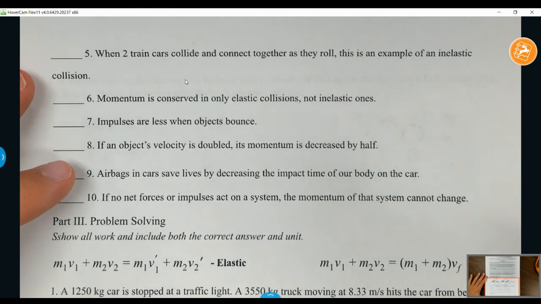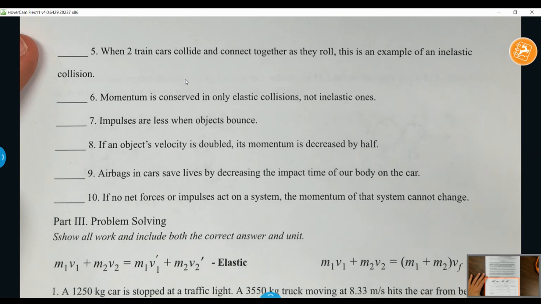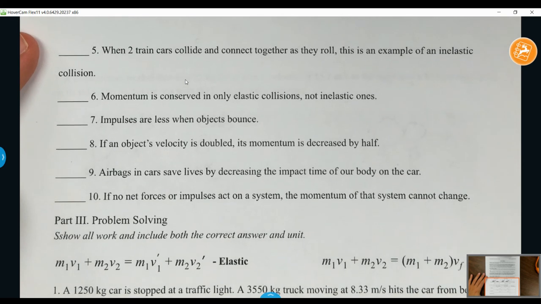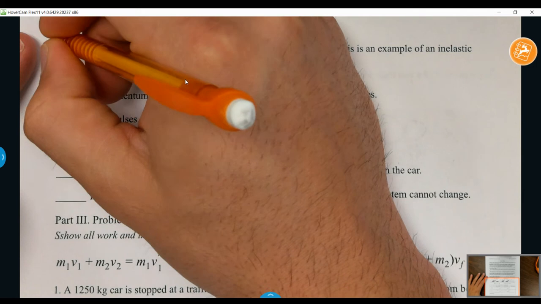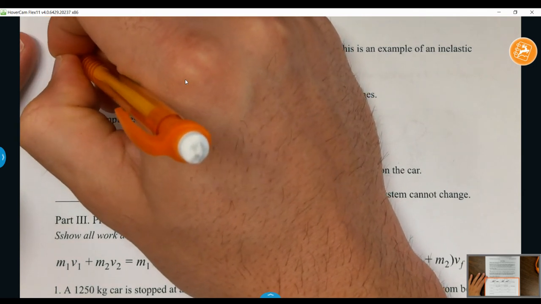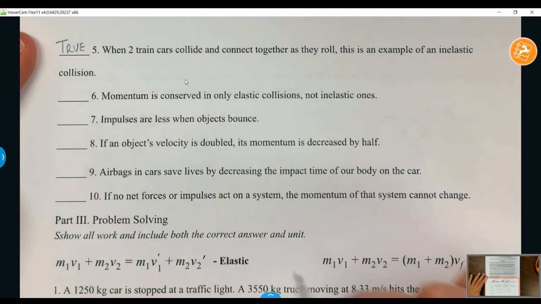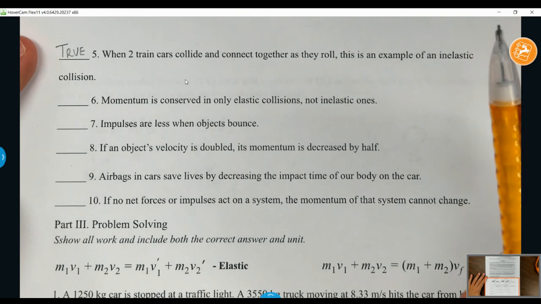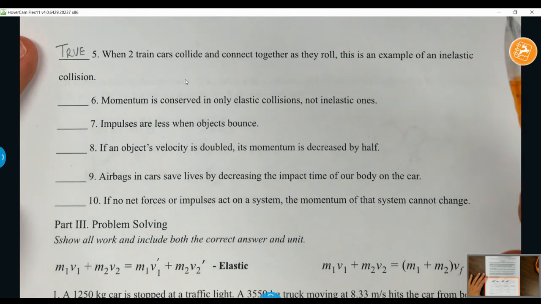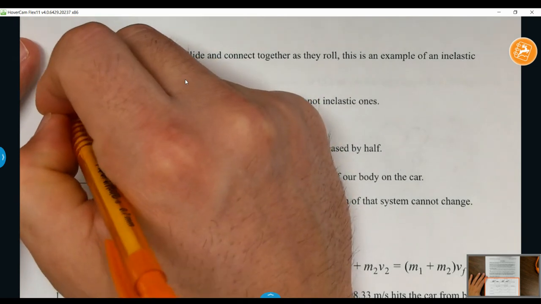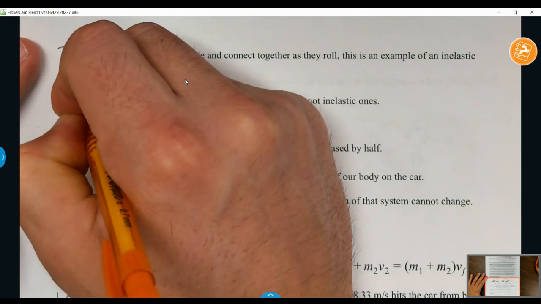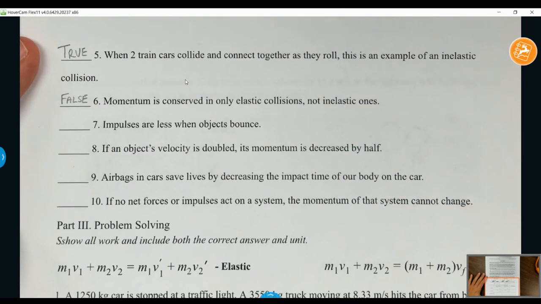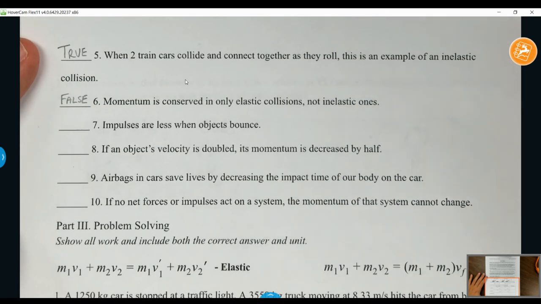When two train cars collide and then connect together as they roll, this is an example of an inelastic collision. Well, yeah, they get stuck together. So that would be your inelastic. Momentum is conserved in only elastic collisions, not inelastic ones. That's false. Momentum can be conserved in either of them as long as there's no external forces acting on them.